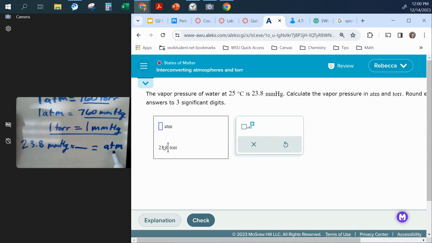So my answer has atmospheres. So in my conversion, where does atmosphere need to go? Top. Good. So 1 atmosphere. And what should go on the bottom? You got it. 760. Oops, that's right. The right number. Millimeters of mercury. That cancels out. We get atmospheres. Okay, I'm going to use my Alex calculator.